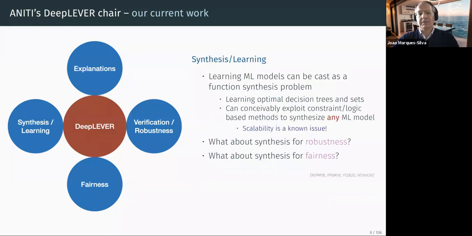We have also covered learning, and a good number of researchers, some of the work done by ourselves, is learning decision trees and decision sets, and I'm going to talk a little bit actually about answering some of these questions. So synthesis for robustness and synthesis for fairness. So essentially here what I'm saying is we are going to learn such that, for example, we have fairness.